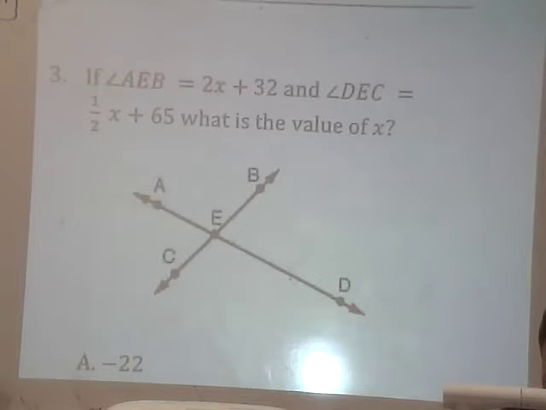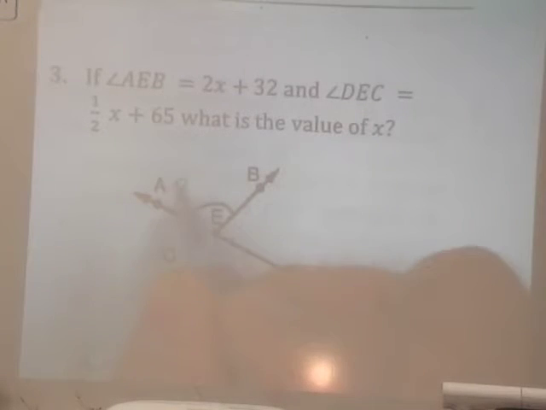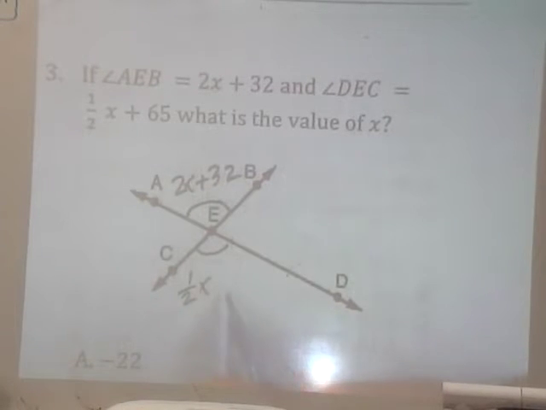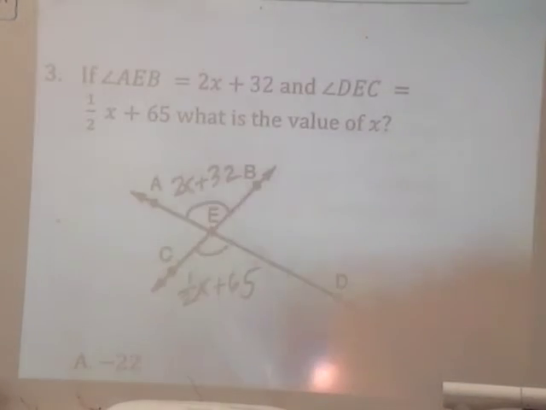They tell us that AEB, this angle here, is 2x plus 32. And DEC, this angle here, is 1/2 x plus 65. What do we know about those two angles? They're equal. Why are they congruent? Because they're vertical angles, right? So we just set these two equal and solve, right? What's wrong with it?